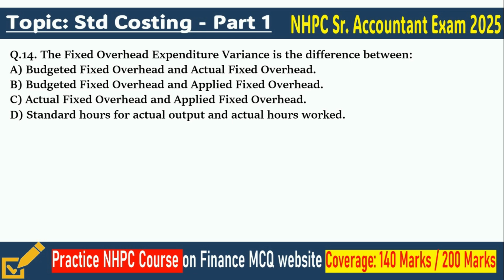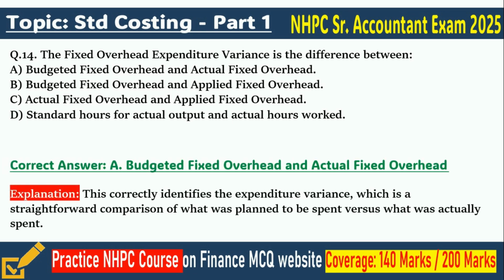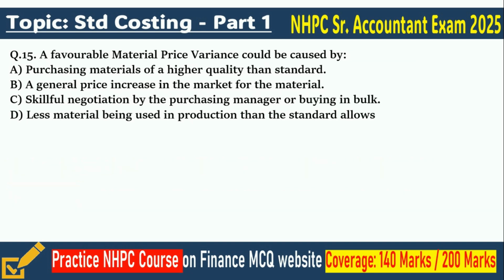So this is option A, which says budgeted fixed overhead and actual fixed overhead. So friends, this correctly identifies the expenditure variance, which is a straightforward comparison of what was planned to be spent versus what was actually spent. Moving on. Friends, next question.